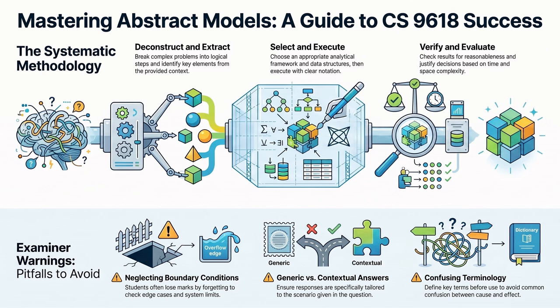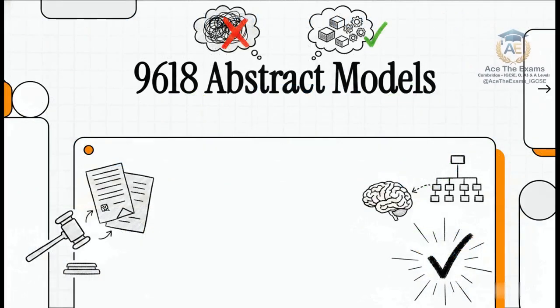Welcome to this explainer. Today, we're bringing you a sharp, no-nonsense masterclass on building an absolutely bulletproof case for the Cambridge AS and A-Level Computer Science 9618 exam. I am so excited to guide you through this, because we're tackling one of the most notoriously tricky areas of the entire syllabus, producing abstract models of systems.